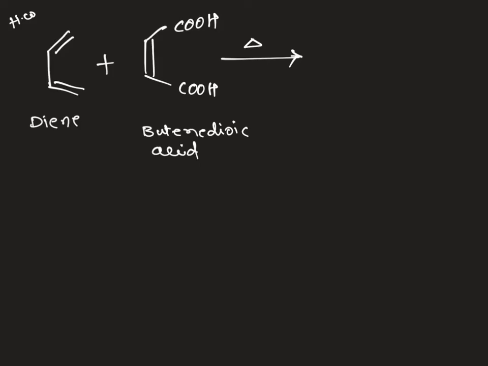Let's start with last class homework problem, Diels-Alder reaction. So here diene is reacting with alkenes which forms cyclic adduct. I have given one example, diene with butene dioic acid, and this is a cis form of butene dioic acid. So the reaction between the diene and dienophile, and here cis butene dioic acid acts as a dienophile.